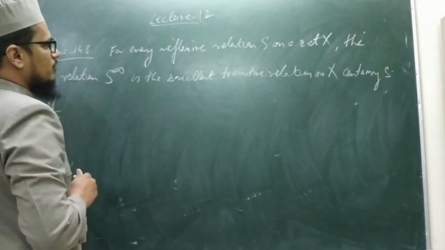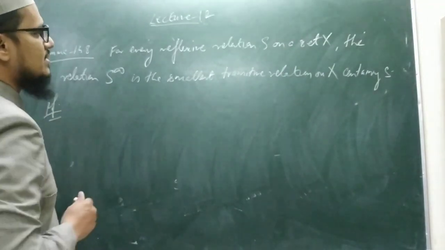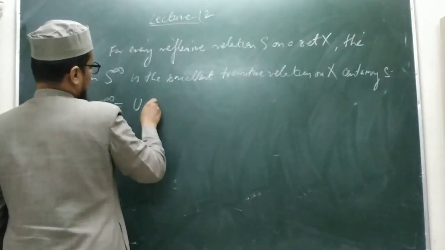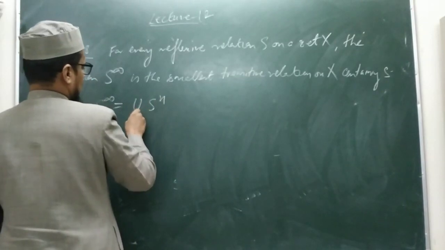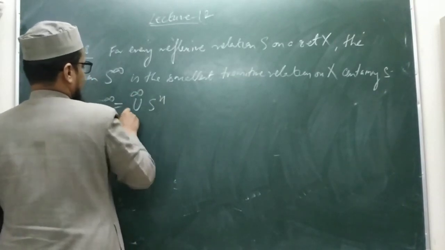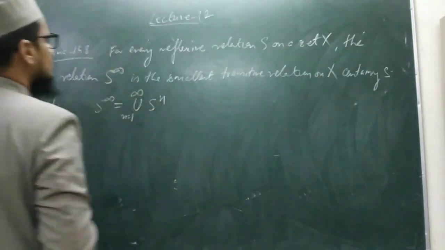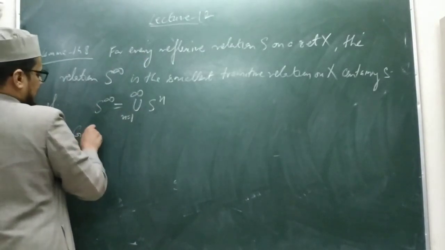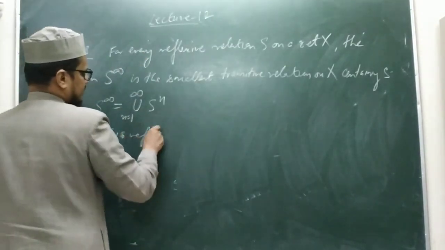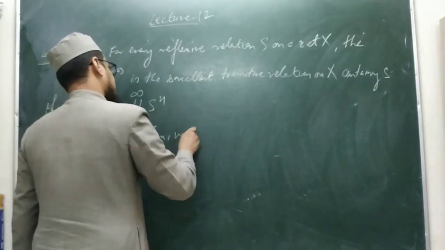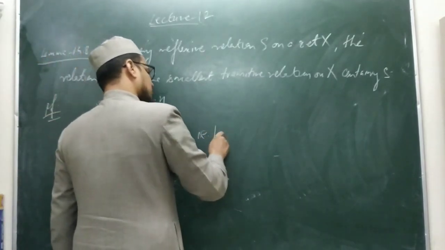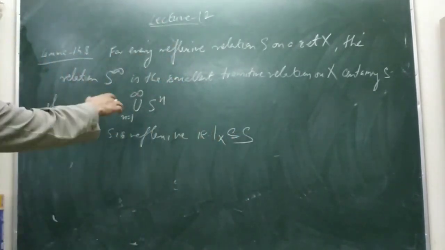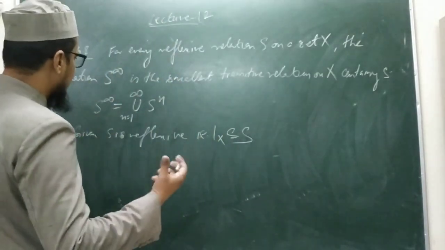So first we have to prove that S infinity is a transitive relation on X containing S. What is S infinity? By definition, it is the union from n equals 1 to infinity of Sn. And what is given is that S is reflexive. It contains the equality relation, 1X is contained in S. So we have to prove that it is a transitive relation. So just take elements here.